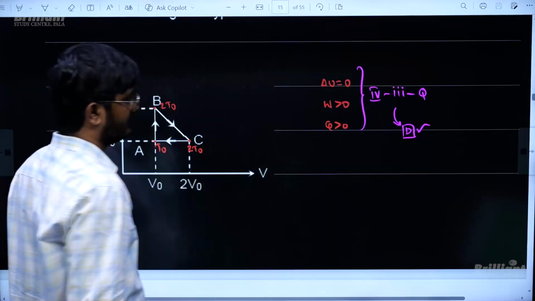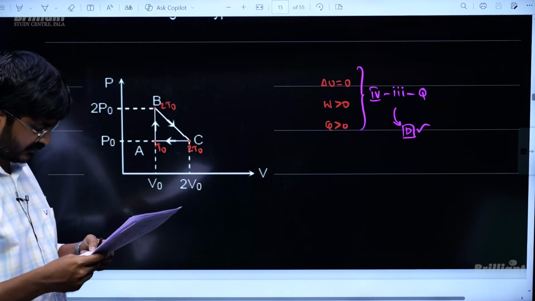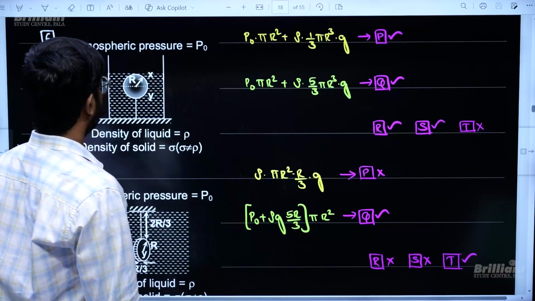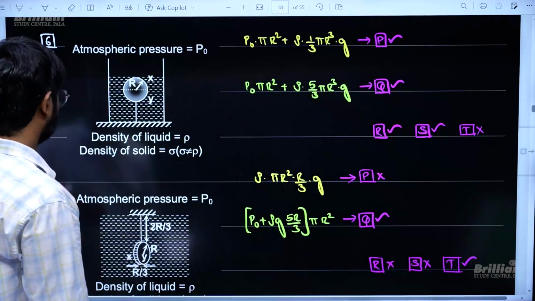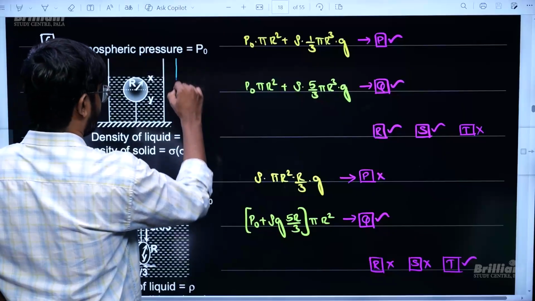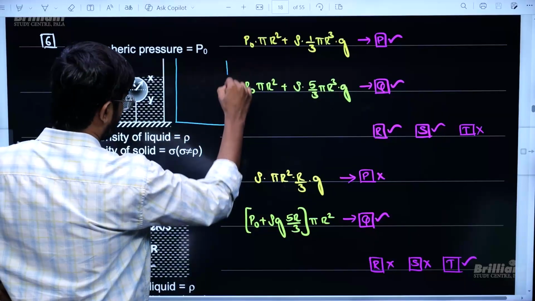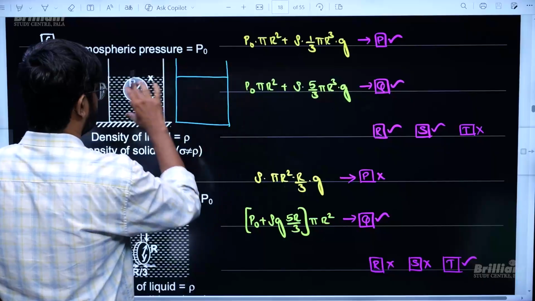Summation of this is going to be positive. So I think two options may match. We need to calculate what is the force on the upper half. We have already decided many times that it's always better to talk about a scenario where there is only liquid.